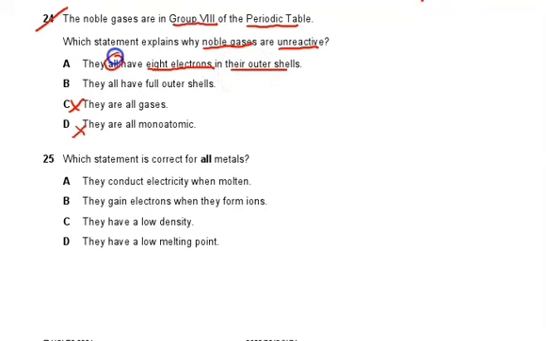Remember, group 18 starts with helium. Helium has only 2 electrons. This one will form a duplet configuration, which is also stable. So this is also wrong. They all have full outer shells. So this is your right explanation here for 24.